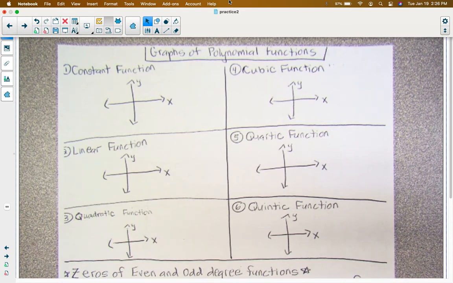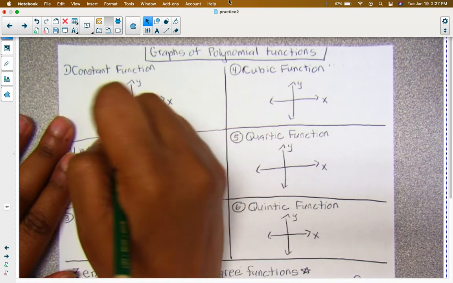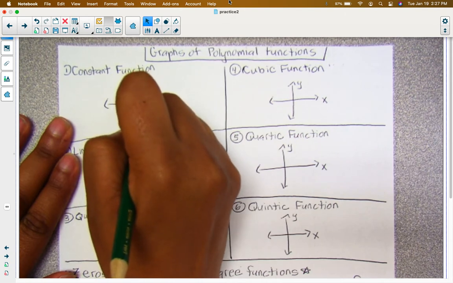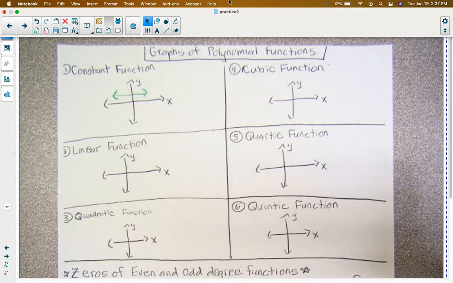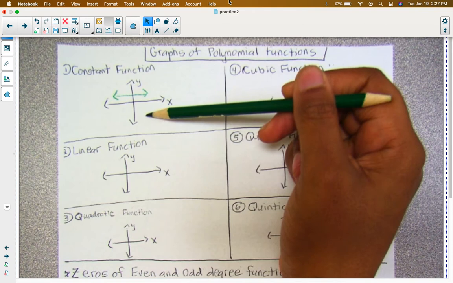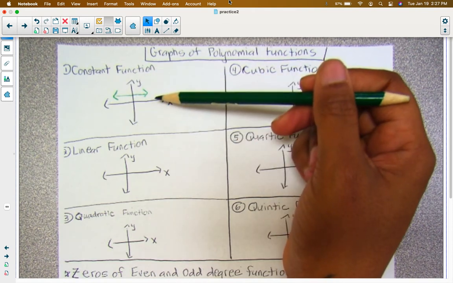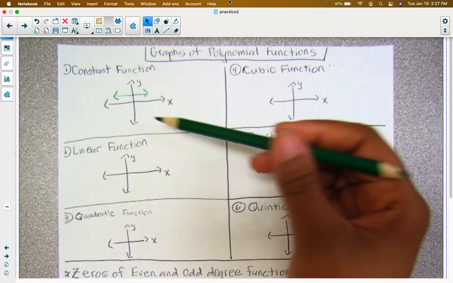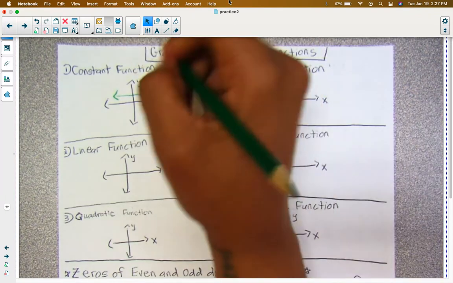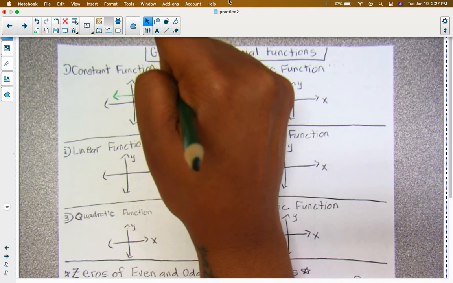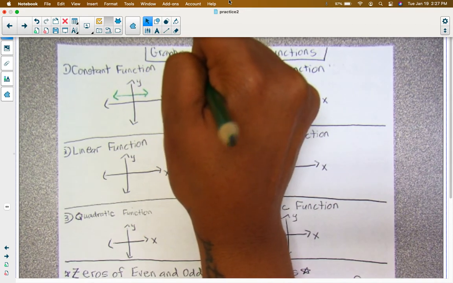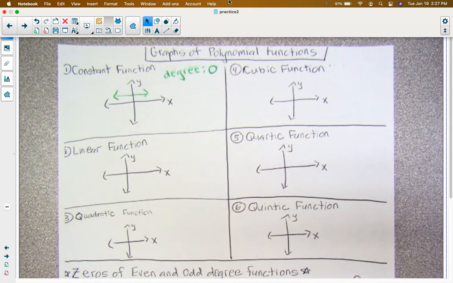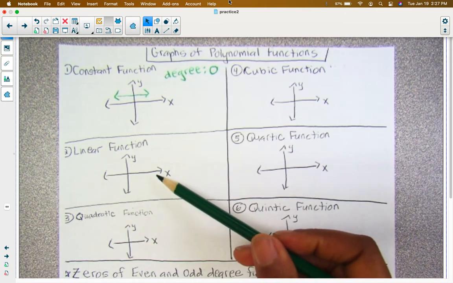So let's start with a constant function. A constant function is a horizontal line. So I'm going to draw in a horizontal line. It doesn't matter if the horizontal line is up here or down here. We're just trying to get the general shape down. So the general shape is a horizontal line. The degree for a constant function is 0.